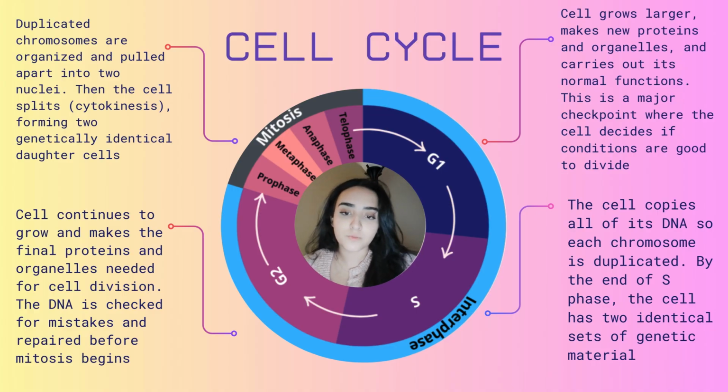Next, we have the G2 phase, where the cell grows a bit more and prepares to divide. It builds the tools it needs for cell division. Finally, the M phase, or mitosis. In mitosis, the cell will divide into two daughter cells. The key idea here is that the cell cycle is controlled and not random. So the cell only moves forward if the conditions are right.